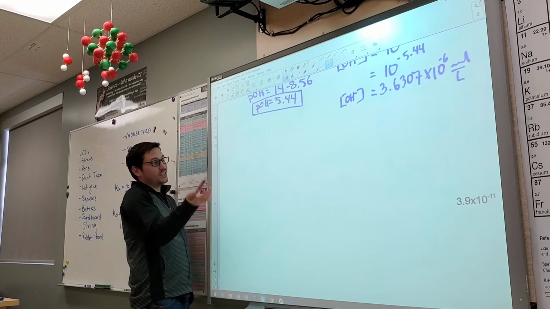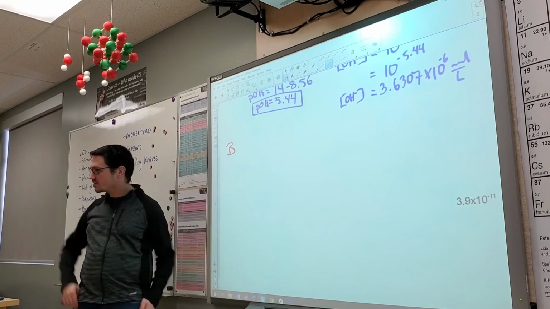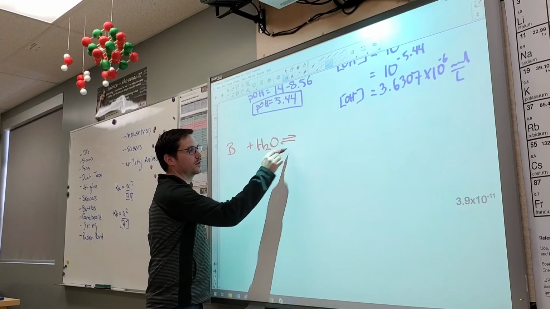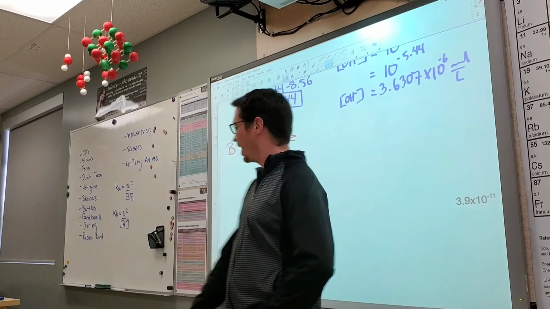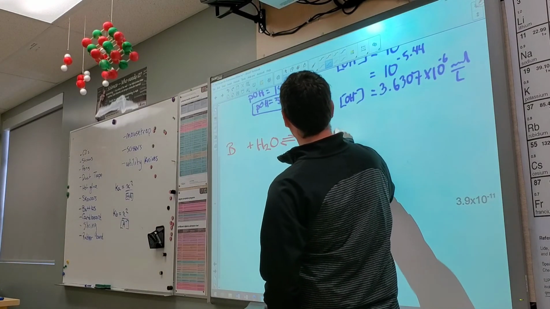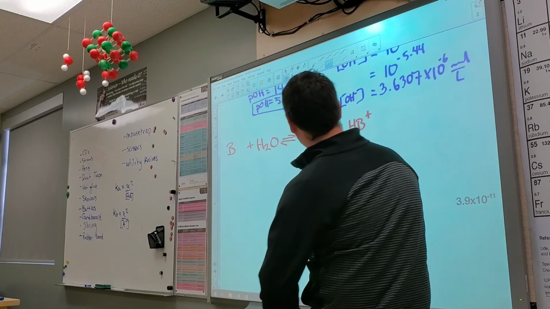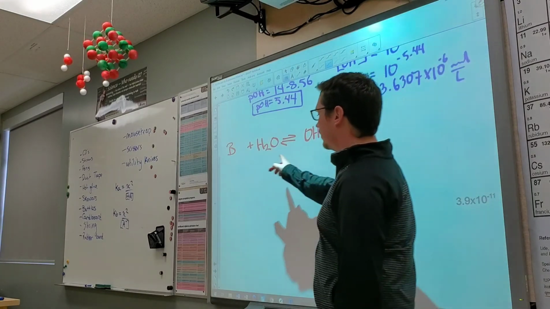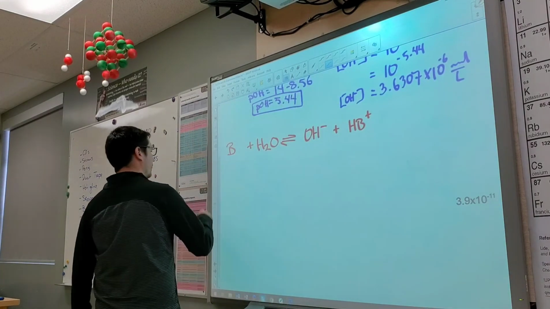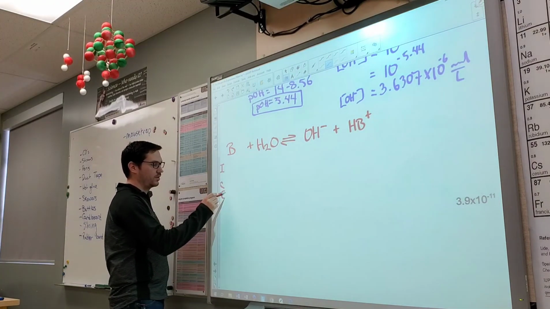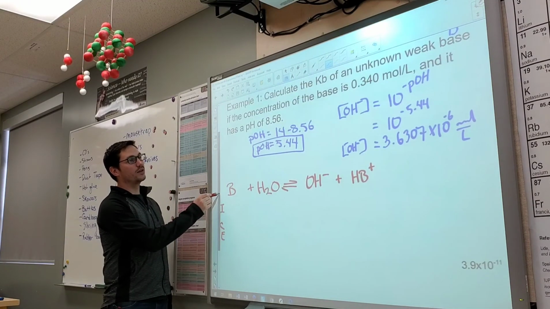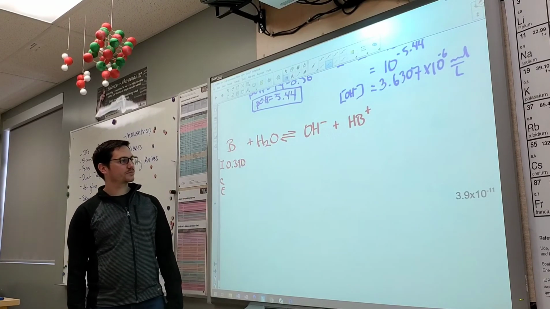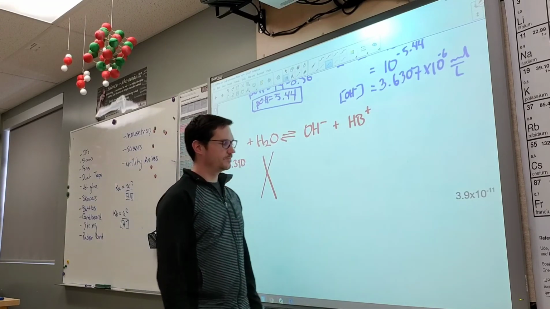So our base, this is what I would do. I'd say our base is weak base. Boom, that's our base. Base plus water. What do bases make in water? Hydroxide. OH minus plus HB plus. Or whatever, it doesn't matter. So this is our conjugate acid of the weak base, right? So if we started with 0.34 of this, nobody cares about water.